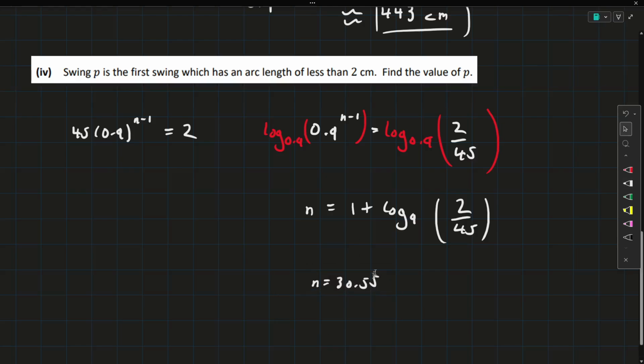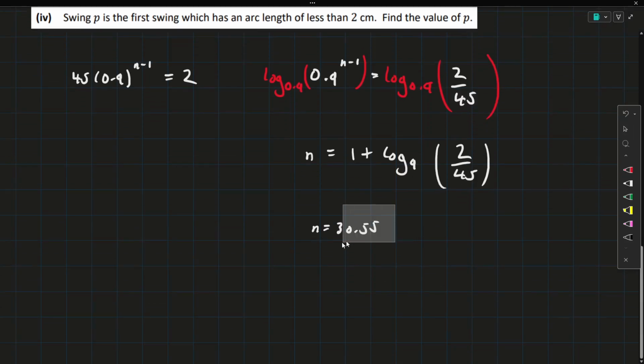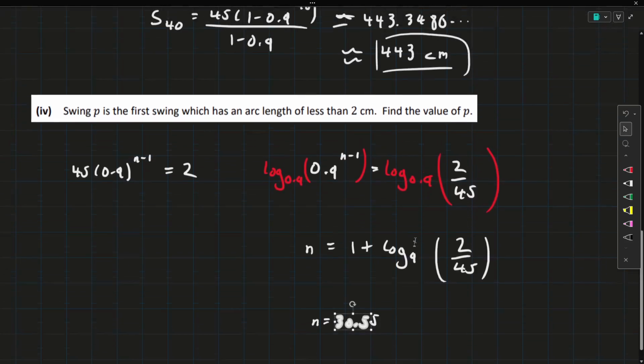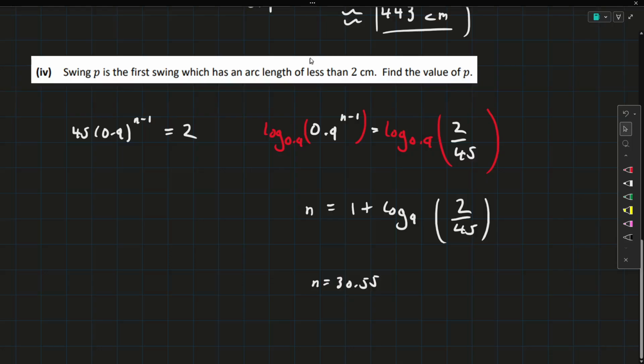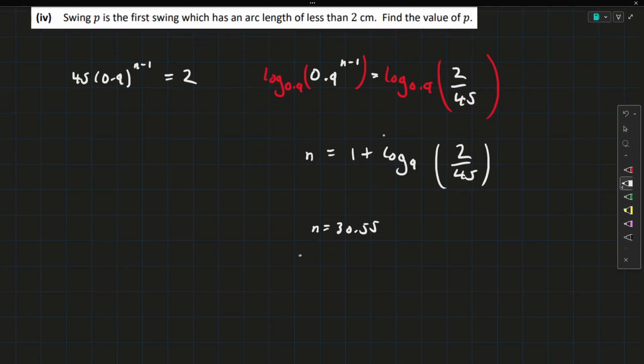Now we have to think about what this means. So it'll be exactly 2 after 30.55 swings. So that means if it's 30 swings, it's going to be bigger than 2 because the arc length is decreasing. So the first time that it's less than 2 centimeters will be n is equal to 31. So that means that our P will be 31, which is what they asked us for.